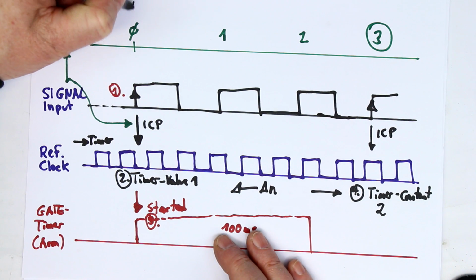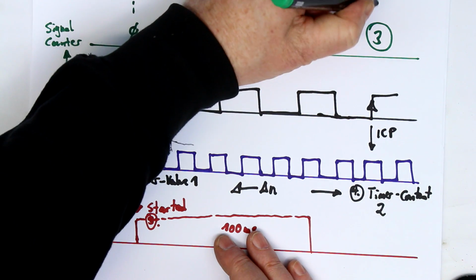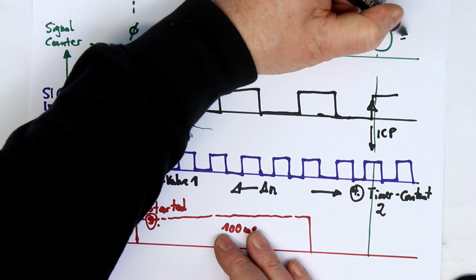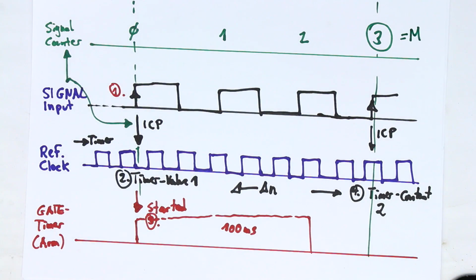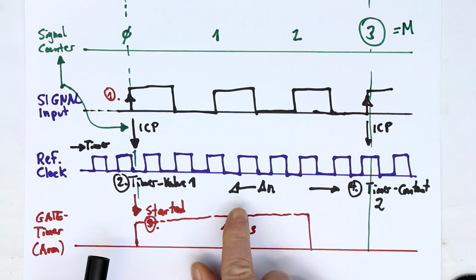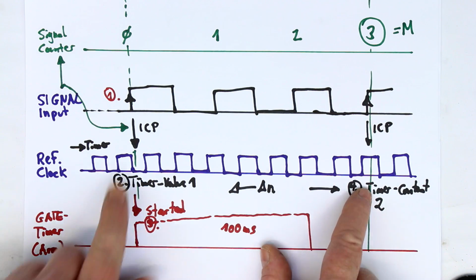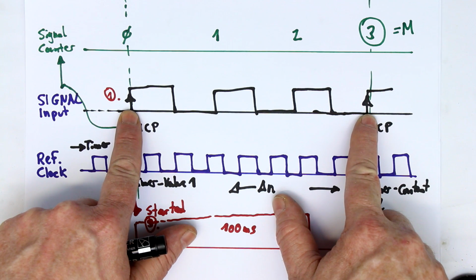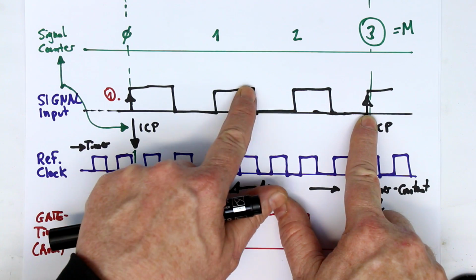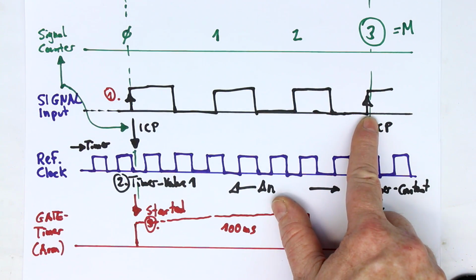So, and the measurement time is exactly from here to here. And let's call this M. So now what do we have? We have two values. We have the delta n, the number of reference clock pulses during this time, and we have the number of signal pulses during your gate period.